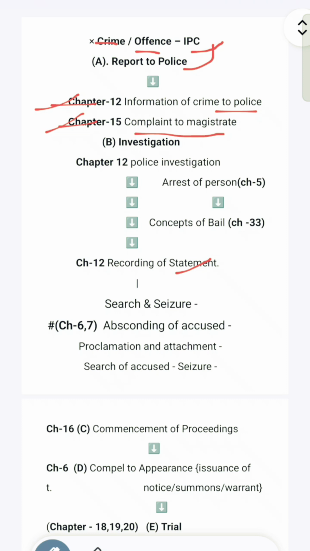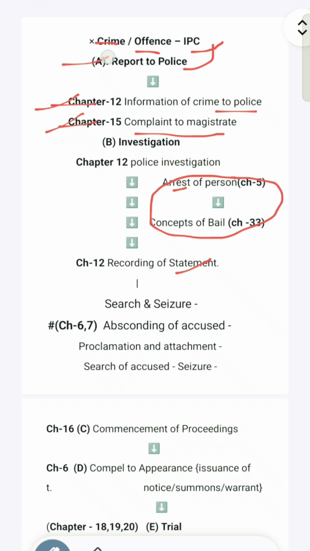During investigation, if a person is arrested, the arrest of the person is talked about in chapter 15, and if the person is arrested, there is bail. So the concept of bail is discussed in chapter 33. I have classified the arrest of a person and the concept of bail in different sections, so we will read them as different sections.